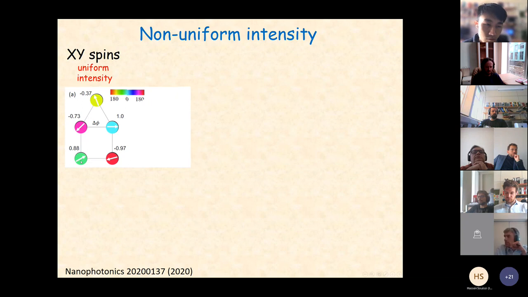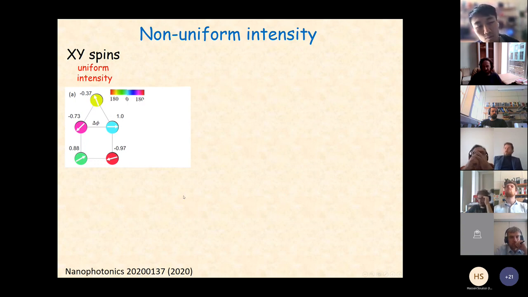You can see why. And now think, this is, by the way, what the XY does. On a square, the XY would do 0, pi, 0, pi, so the arrows would be like 0, pi, 0, pi. But here it has to be 0, plus 120, minus 120, as you probably know. So it has to compromise a little bit. So this is the minimal energy solution of the XY.